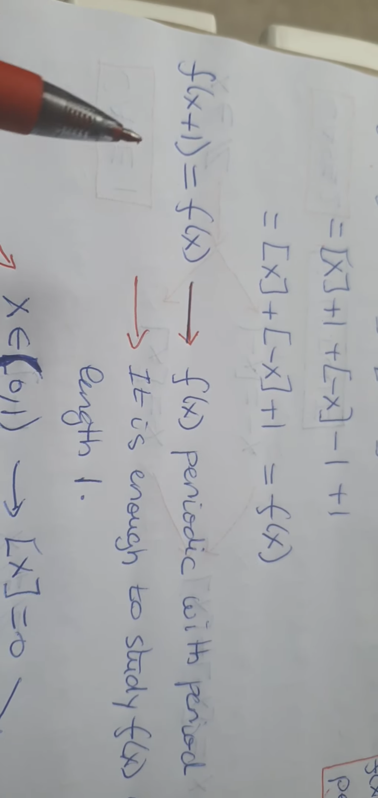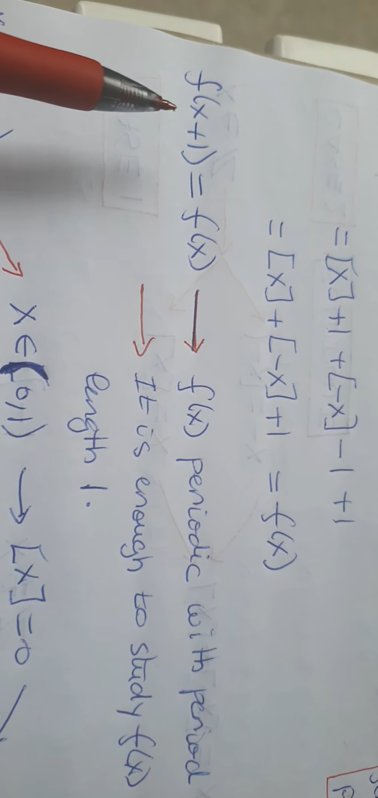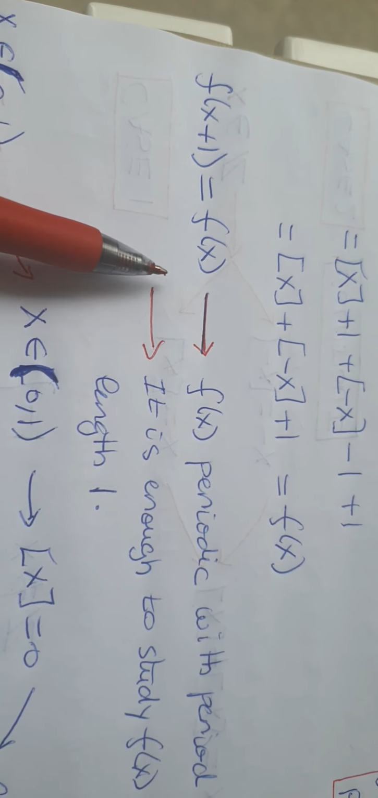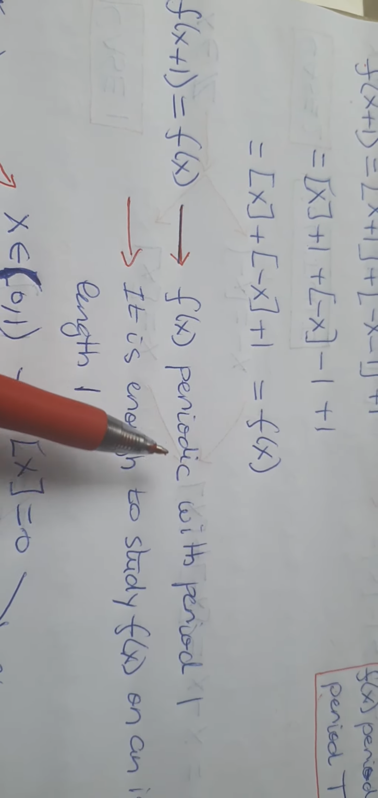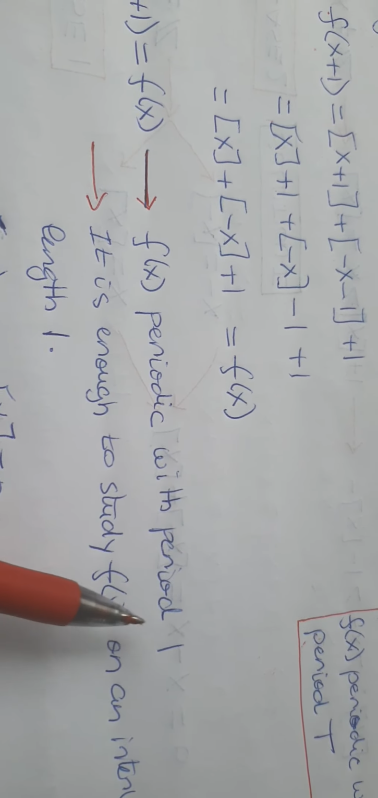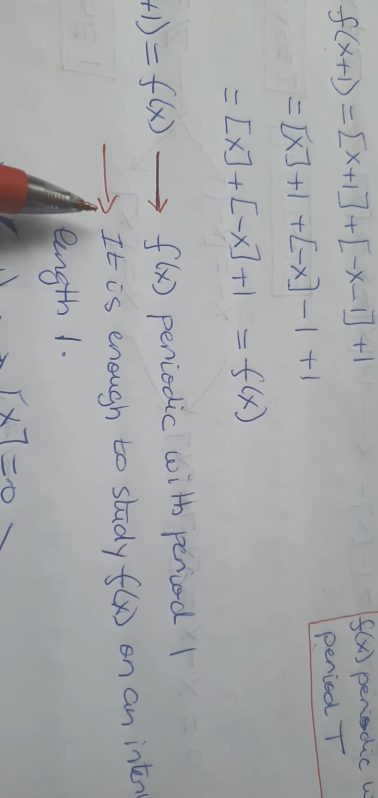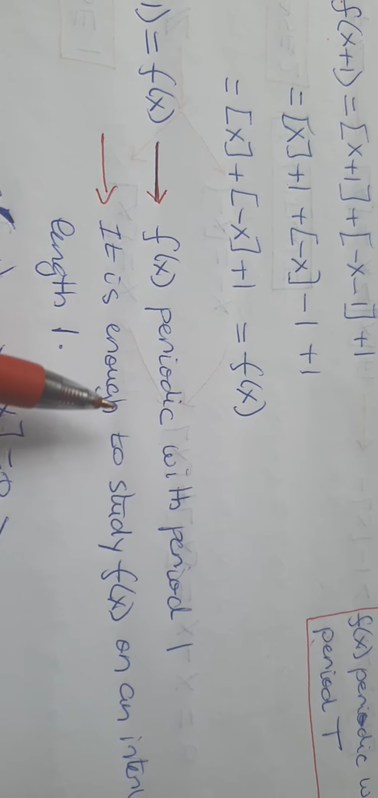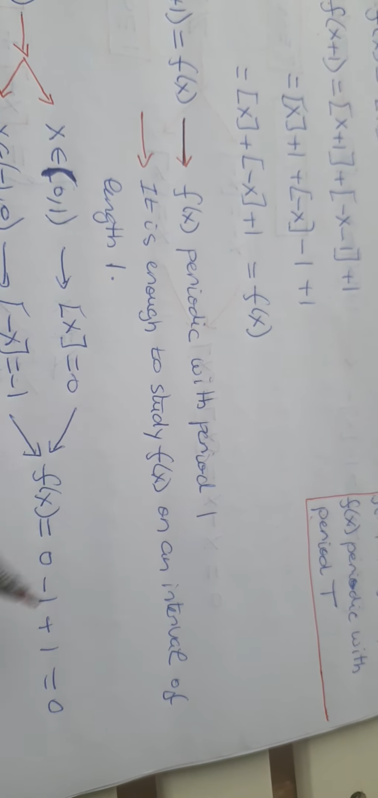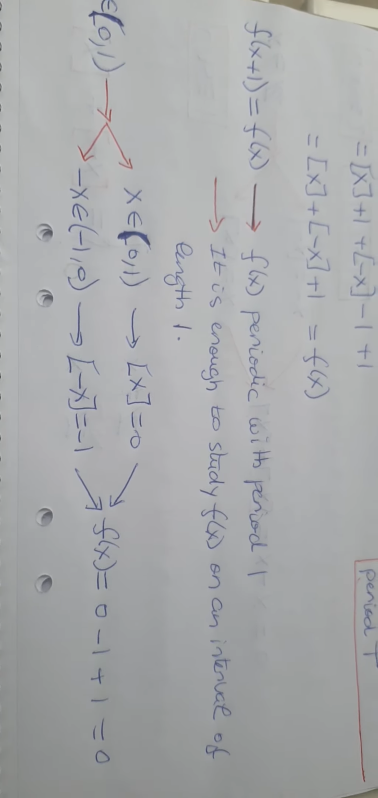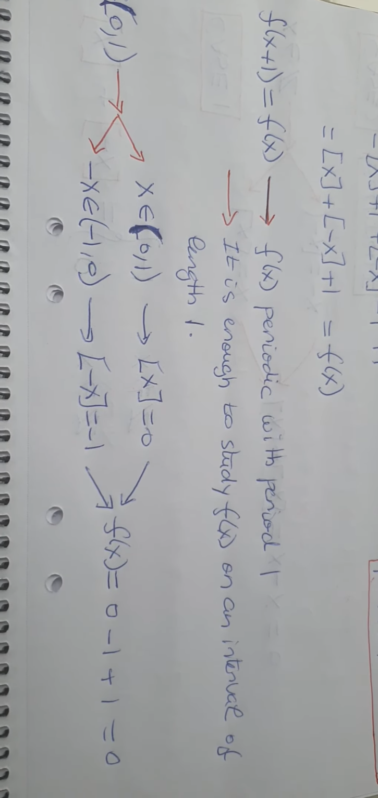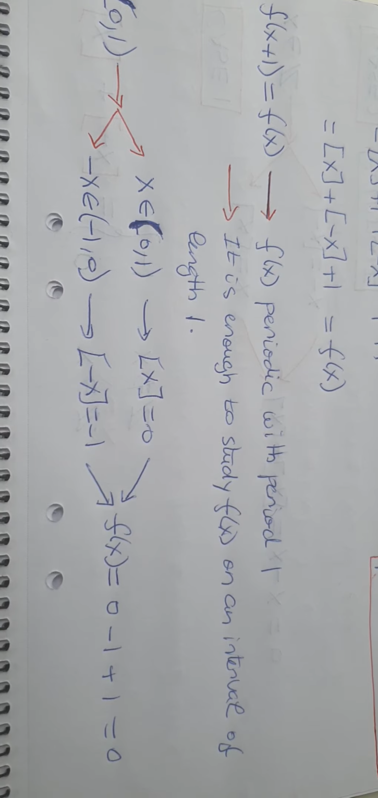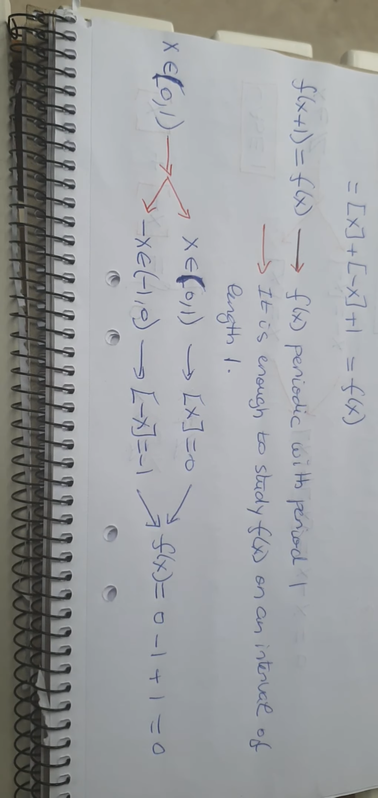So we have shown that f of x plus 1 is equal to f of x, but this means that f of x is periodic with period 1, which in its turn means that it is enough for me to study f of x on an interval of length 1. So because the function is periodic with period 1, it is enough to study f of x on an interval of length 1. And this is what I'm gonna do.